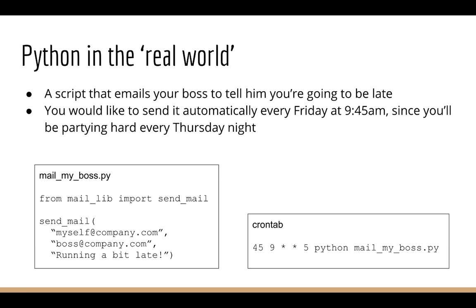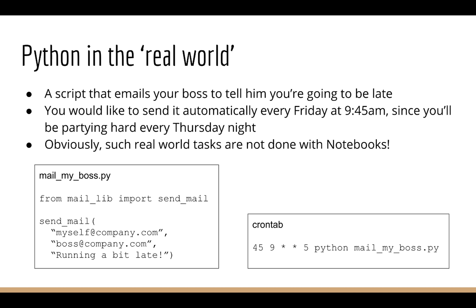All I have to do is, on my server, create what's called a cron tab. In it, I just enter the code for when I want this command to run. And then to the right of that, I specify the command that I want to run. That's just Python, space, and then the script name. As you can see, it's simply how you would run this Python script from the command line. And now, every Friday at 9:45 a.m., this script is going to send the same email to your boss to tell him you'll be late. Well, let's not get off track here. The point of this is, you really don't want to be using Jupyter Notebook for something like this.